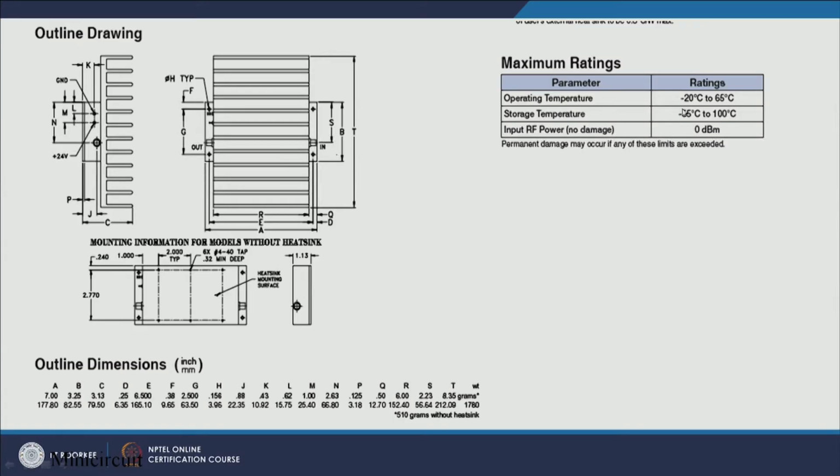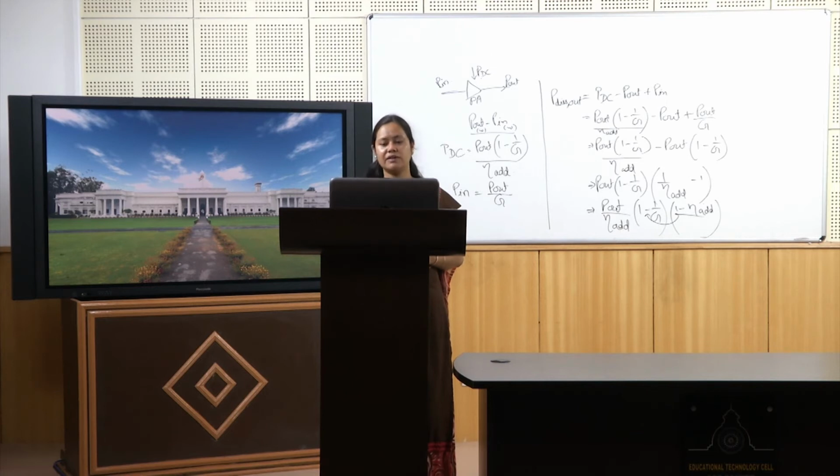Operating temperature is from minus 20 to 65 degrees centigrade. Storage temperature is from minus 55 to 100 degrees centigrade. Without any damage, we can give input power up to 0 dBm, and it means we should not give any power beyond 0 dBm, it might burn.